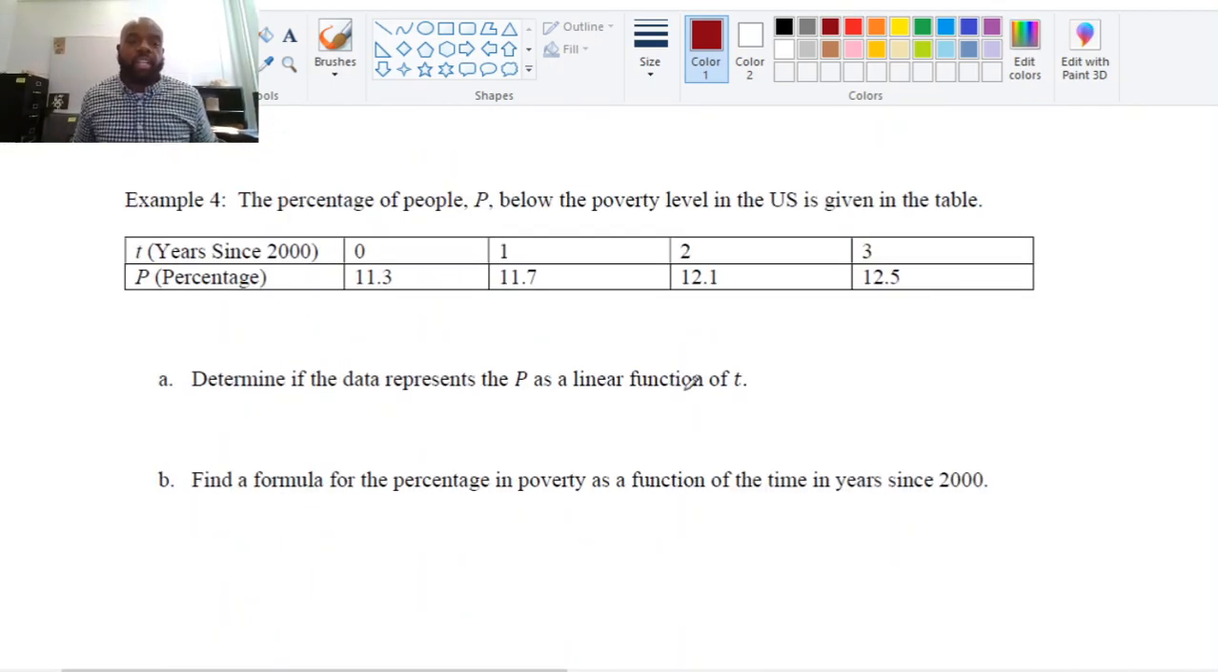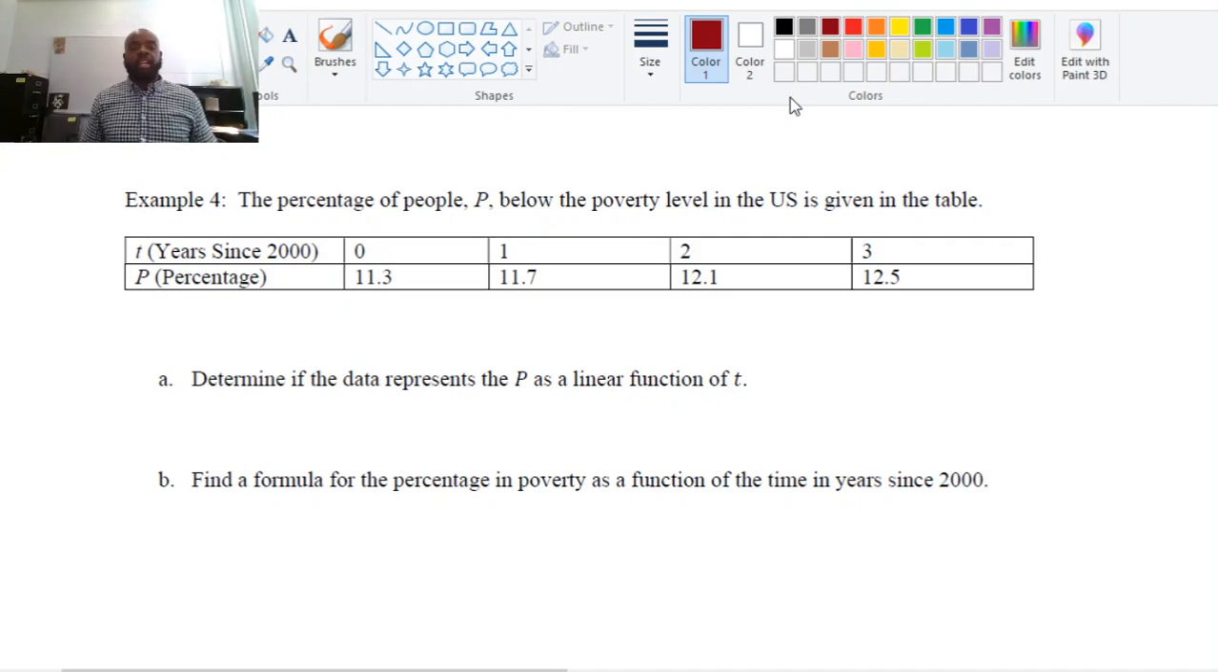Our last example today is a numerical example with a real world problem. It says the percentage of people P below the poverty level in the United States is given in the table. Notice my input variable is T. The input variable is normally always given on top. T represents the years since 2000, and my output variable is P, which is a percentage. It represents the percentage of people living below the poverty level in the United States.